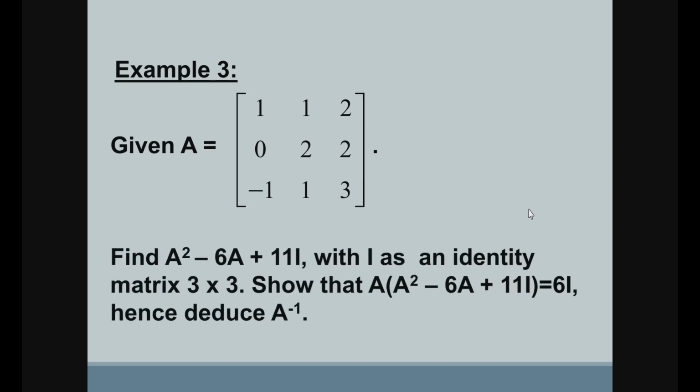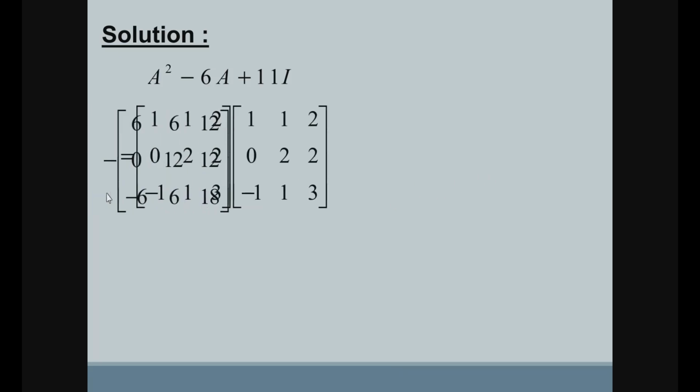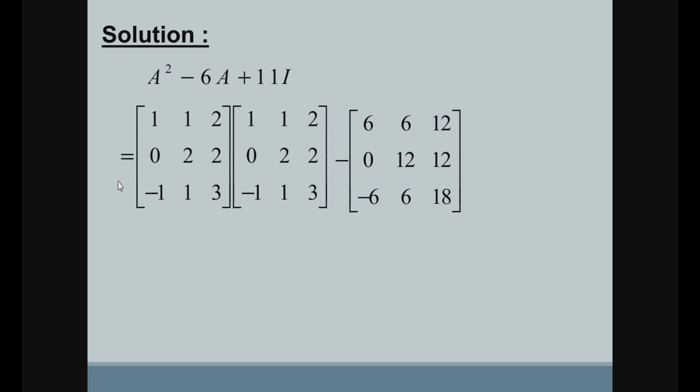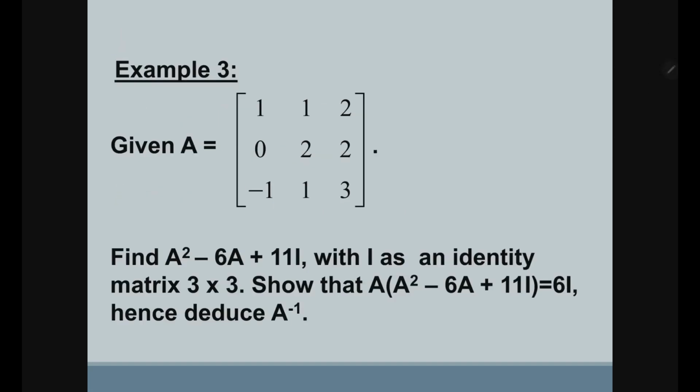In example 3, given the matrix A, find A square minus 6A plus 11I, with I the identity matrix 3 times 3. Show that A times this one equal to 6I. Hence reduce to A inverse. Okay, we look at the solution.